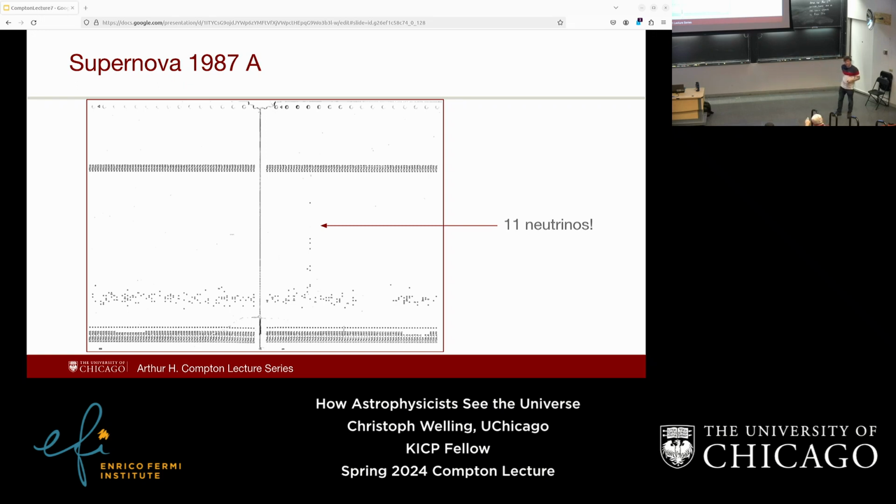Yes? Do all three neutrinos travel at about the same speed? Yeah, roughly. They have very slightly different masses, but these differences are so tiny that it essentially doesn't matter.